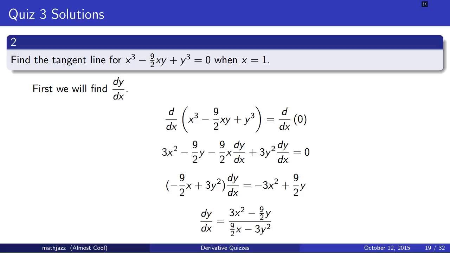We divide both sides of the equation by the coefficient on the dy/dx, and I factored out a negative sign and canceled a negative sign in the numerator. So we get dy/dx equals 3x² minus 9/2 y over 9/2 x minus 3y².